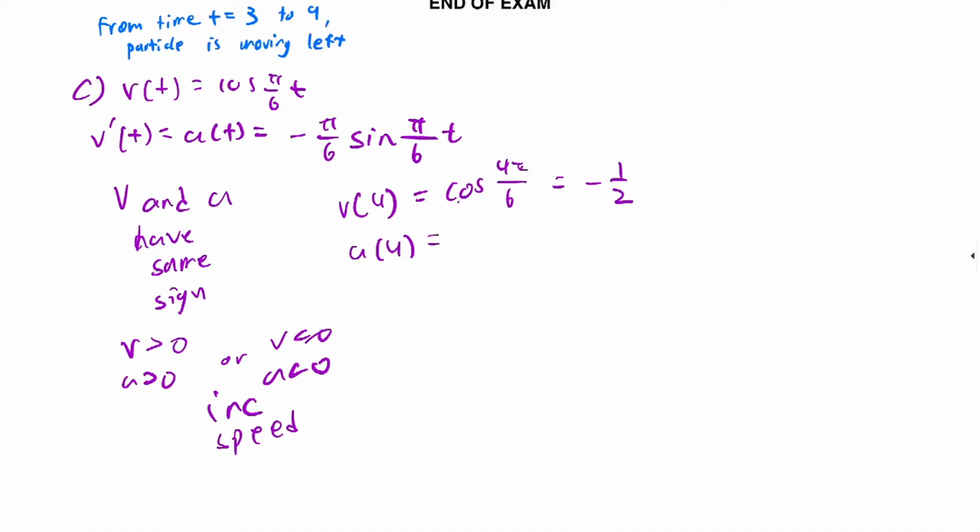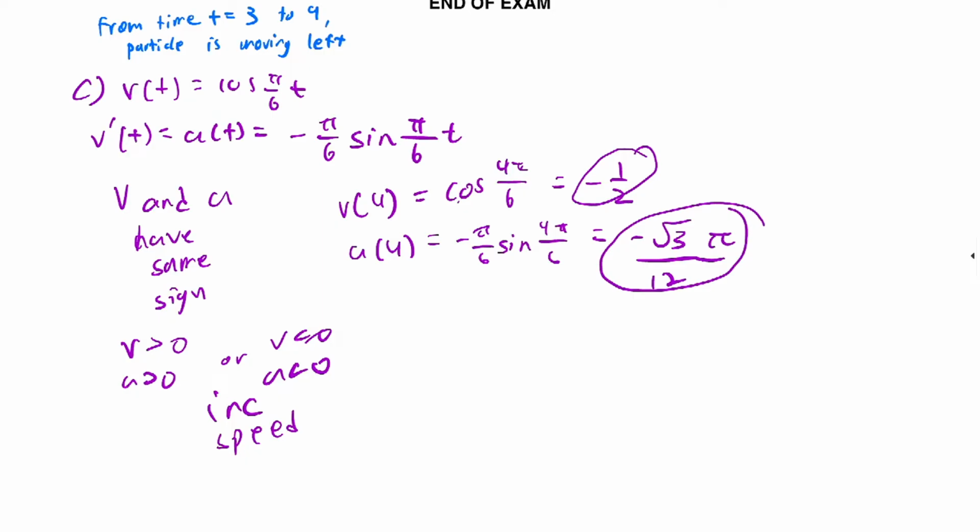Now a of 4 is going to be negative pi over 6 sine of 4 pi over 6, which is actually going to be negative root 3 over 12 times pi. And you can do that arithmetic on your own. You can see that both of these are negative, less than 0, less than 0.